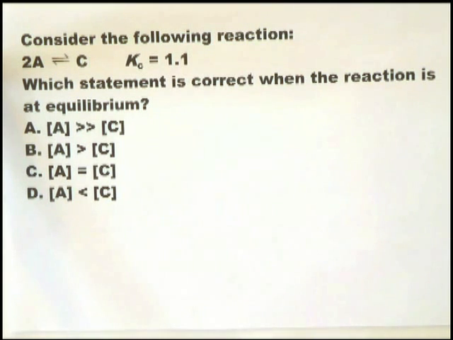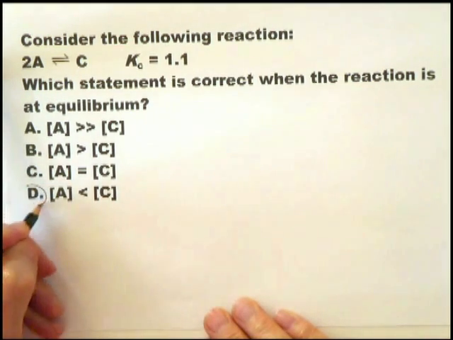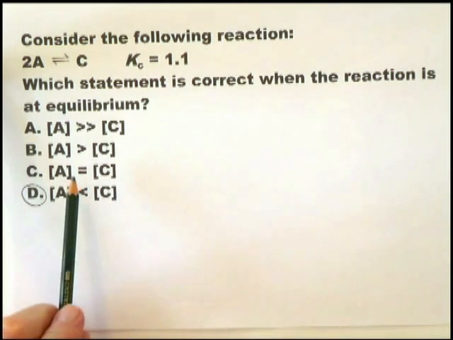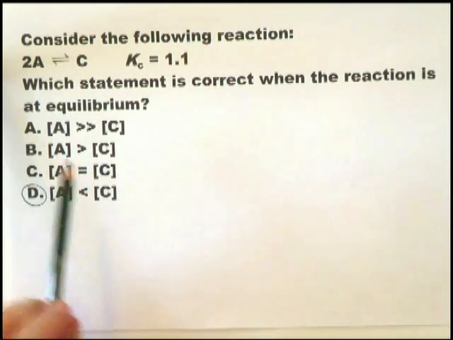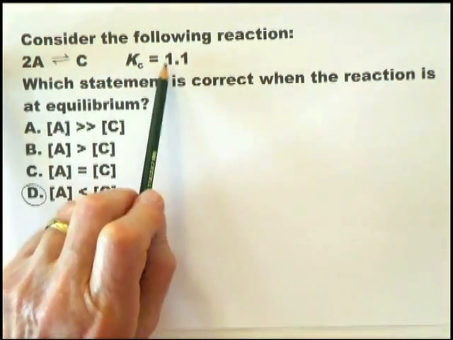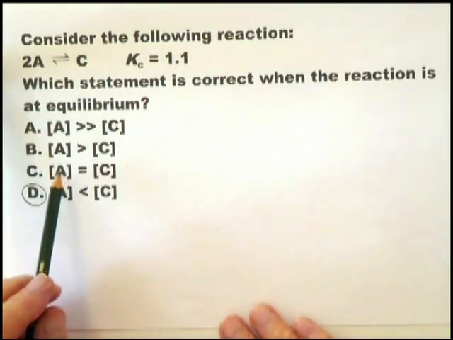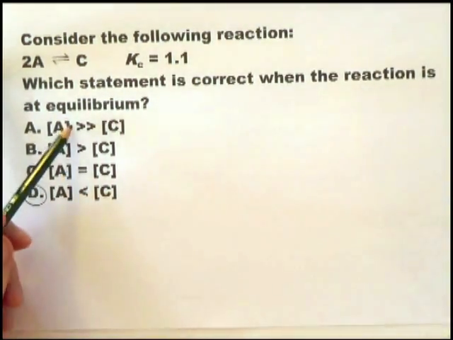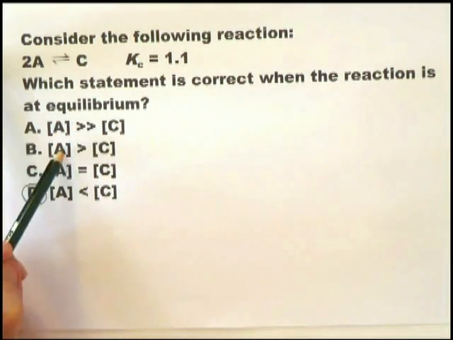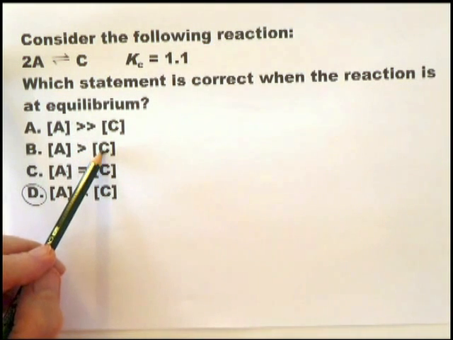When I look at this one, I immediately go for D. Now, why do I do that? First of all, as I said earlier, C is unlikely to be true because it's 2A goes to C and the Kc is 1.1. So C is out. And then these two strange ones. A is much greater than C. A is greater than C.